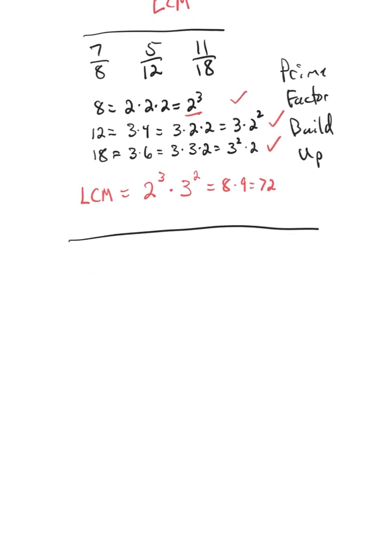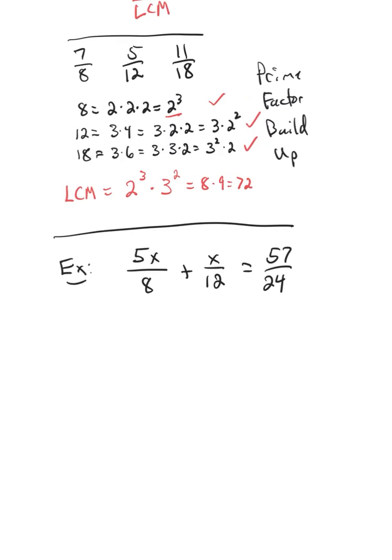So for example, we want to solve this equation for x, where we have 5x over 8 plus x over 12 equals 57/24ths. So you see, this fraction equation's pretty complicated. However, if I multiply both sides by the LCD, I can actually cancel out all of those fractions at once. And if you do the listing method, 8 goes into 24 and 12 goes into 24. So in this case, the LCD is 24.